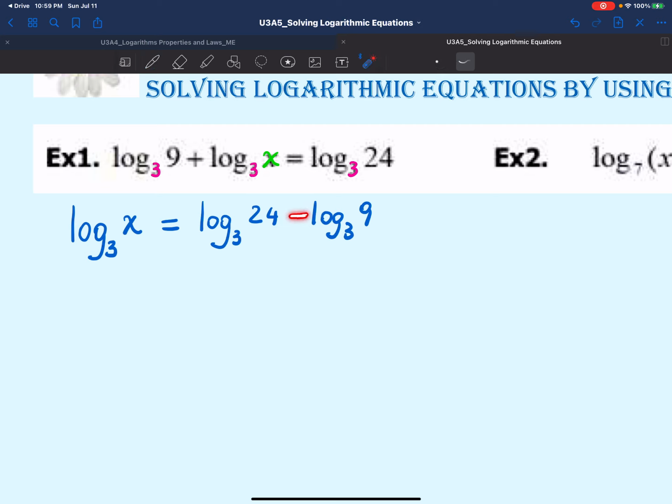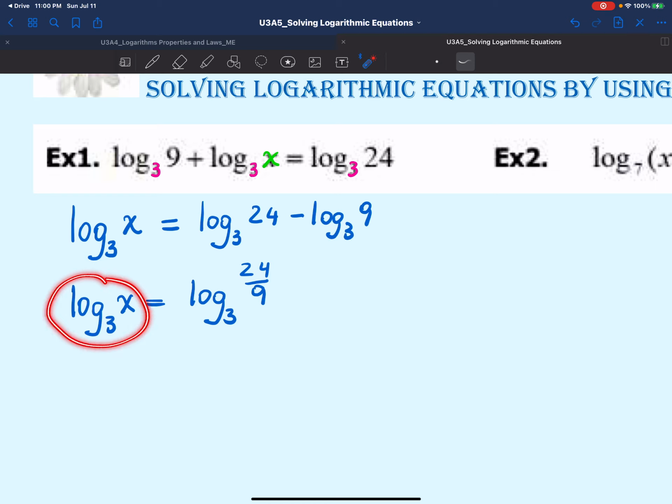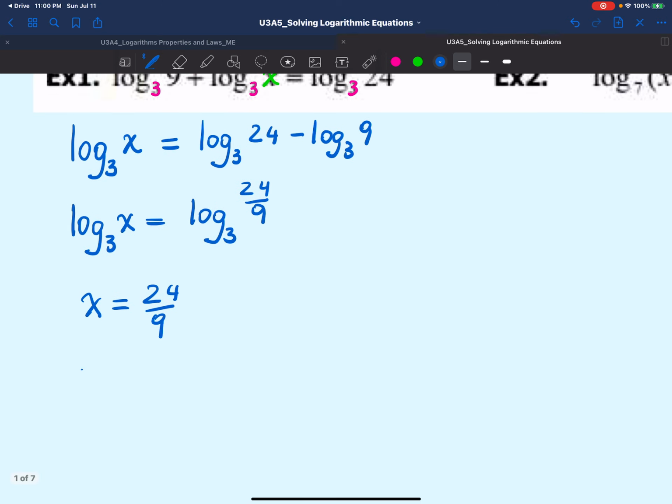Notice how here we have the difference between two log terms, which means we can use the quotient law to simplify the two terms, or to subtract them. So log with base 3 of x equals log with base 3 of 24 divided by 9. As you see here, we have two log terms that are equal to each other, and their bases are the same, which tells us that the terms inside the log must be equal. So x equals 24 over 9, or in a more simplified form, 8 over 3. And this is the answer.